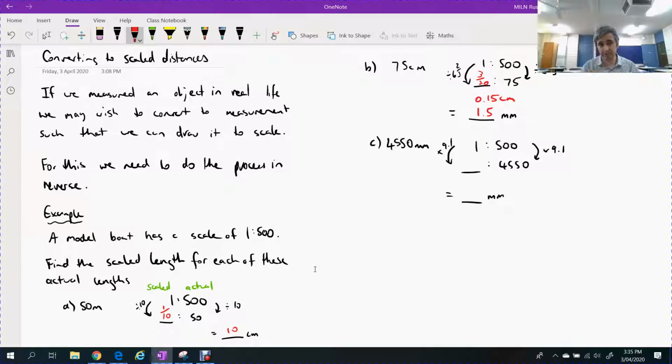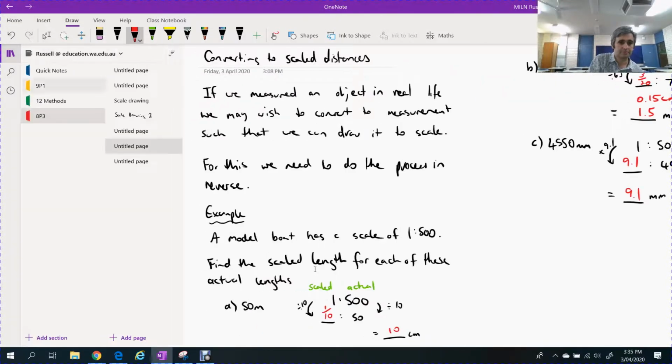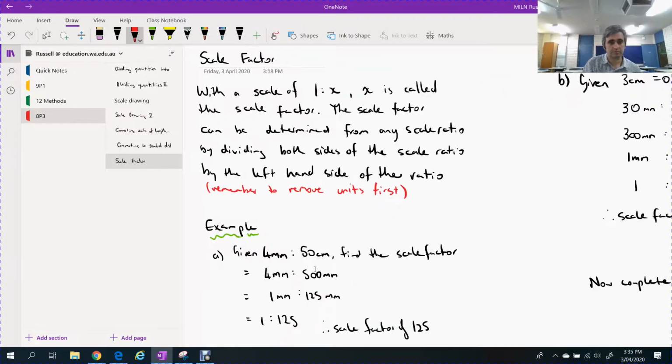So what if it was 4,550 millimetres? Well, to get from 500 to 4,550, I'm going to have to multiply by 9.1. So I have to do the same to the other side. 1 times 9.1 will get me to 9.1. And thus my scaled measurement would be 9.1 millimetres. It's a little bit harder to get your head around, but it's not too bad once you've done a few.